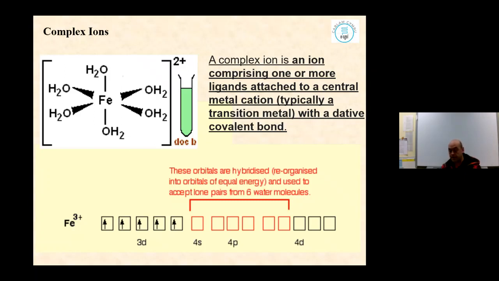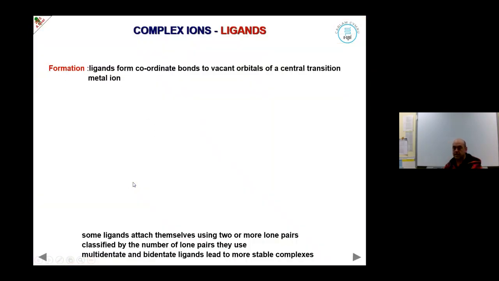Now, don't worry about this picture here. You don't need to know about the 4s and 4p and 4d orbitals being involved. You just need to know that it is vacant orbitals which the ligands dative bond to. This is why transition metals can form these complexes. These are not vacant orbitals. They have electrons in, so you couldn't dative bond in here, but you can with these orbitals. Okay, so we're going to look at some ligands.